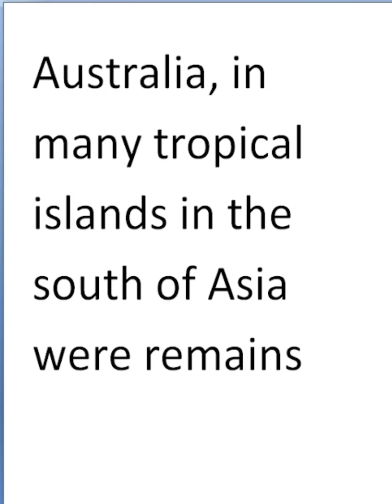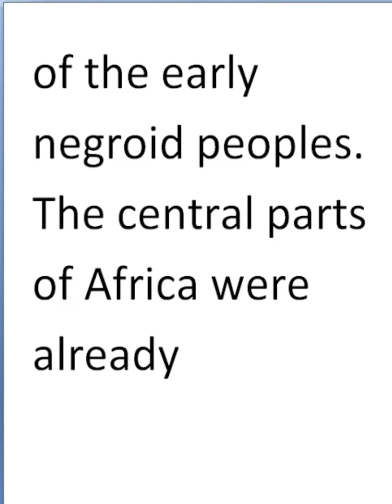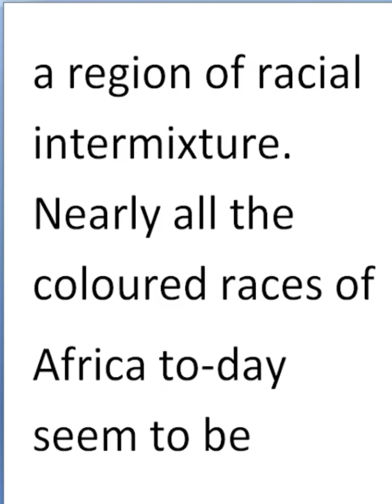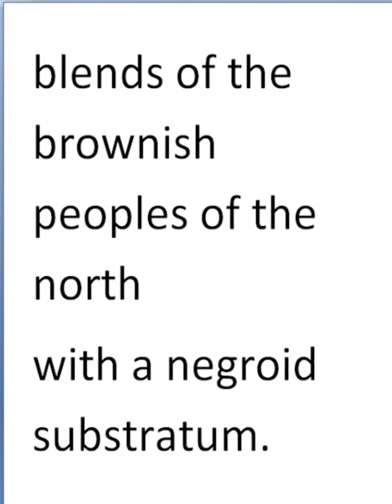In South Africa, Australia, and many tropical islands in the south of Asia were remains of the early Negroid peoples. The central parts of Africa were already a region of racial intermixture. Nearly all the colored races of Africa today seem to be blends of the brownish peoples of the north with the Negroid substratum.